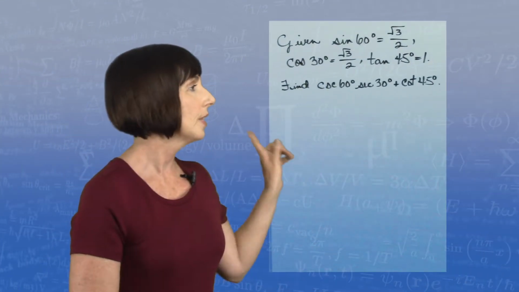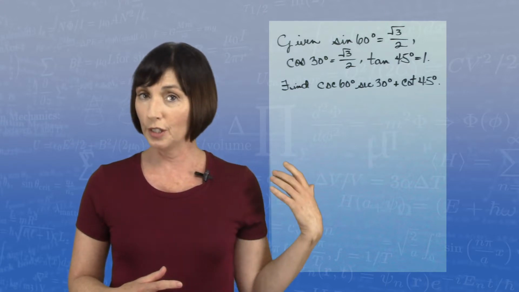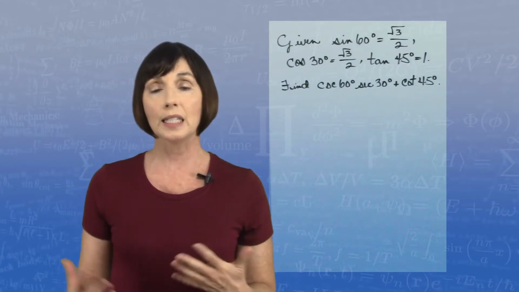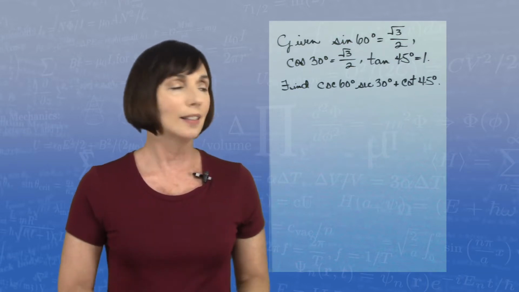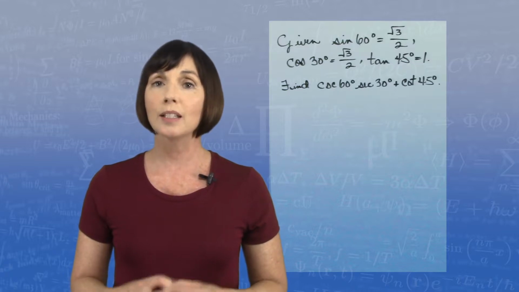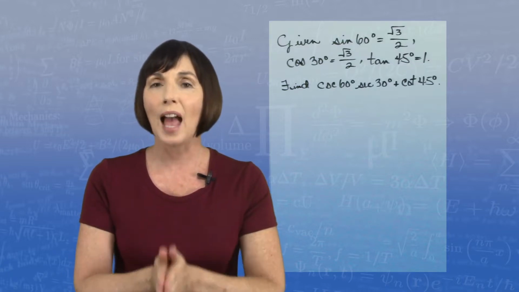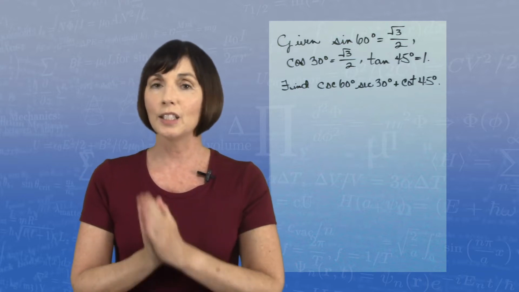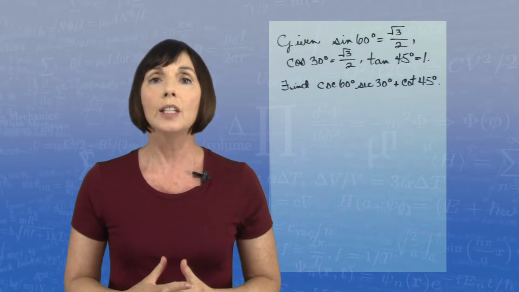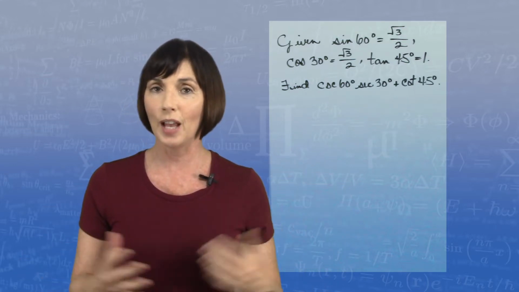Given that the sine of 60 degrees is the square root of 3 over 2, the cosine of 30 degrees is the square root of 3 over 2, and the tangent of 45 degrees is equal to 1, find the cosecant of 60 degrees times the secant of 30 degrees plus the cotangent of 45 degrees. All right, we're going to use the fact that secant, cosecant, and cotangent are reciprocals of sine, cosine, and tangent in order to determine their values, plug them into this expression, and evaluate.